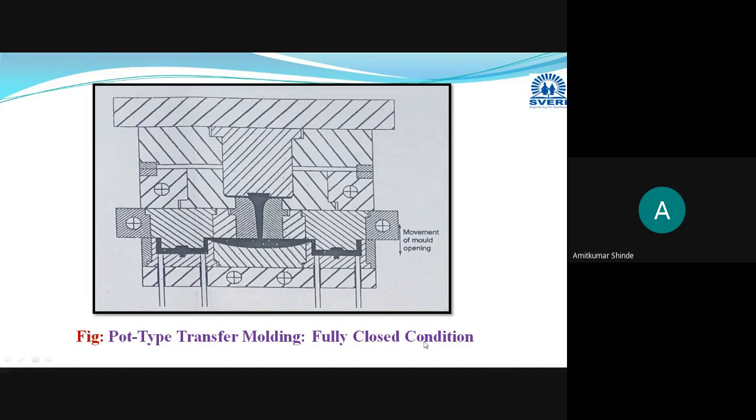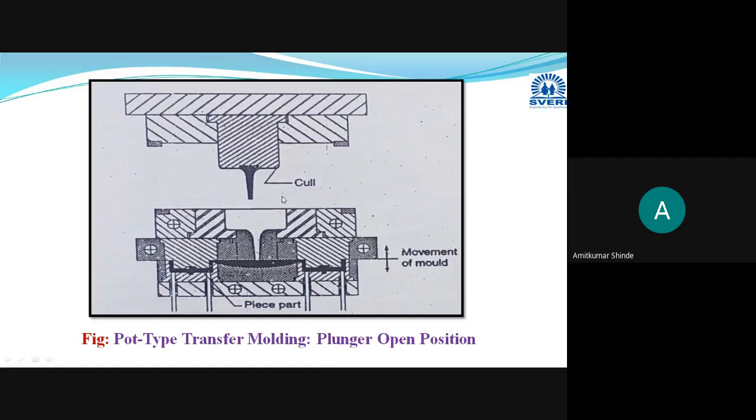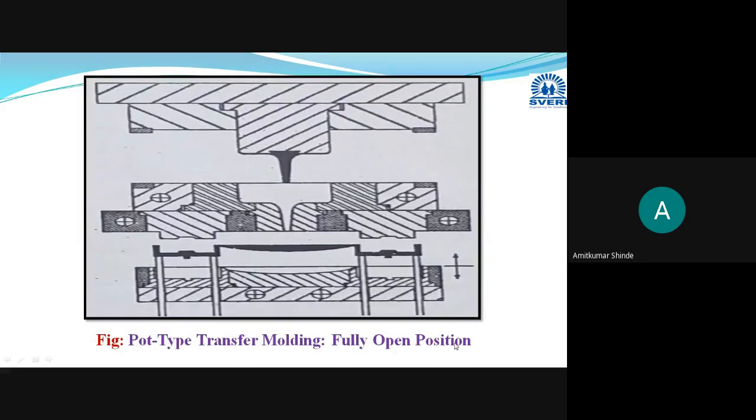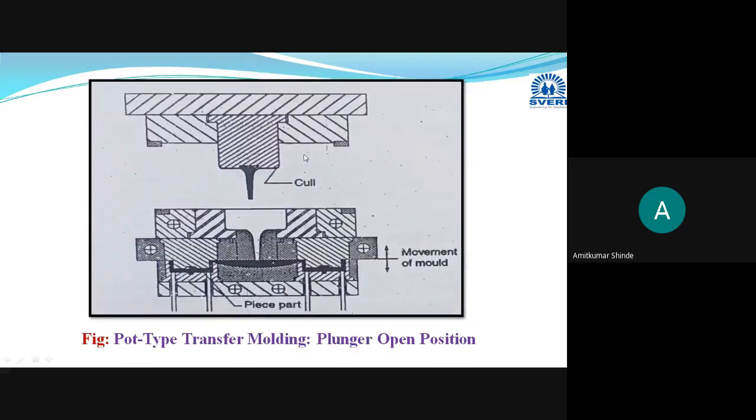This is the fully closed condition. Then this is the open plunger condition. Okay. Then this material will get attached here. This is the formation of cull. Then in the final stage, fully open condition. This is partial open position.